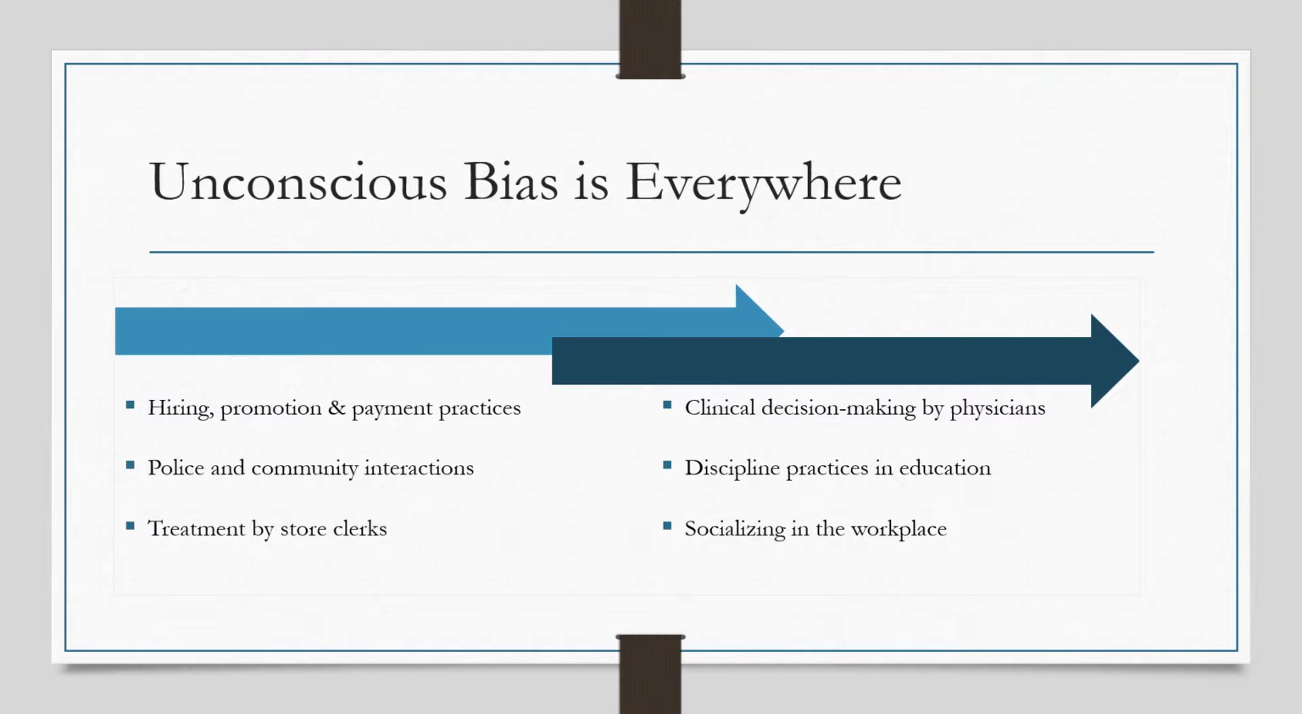It is important that we become and remain aware of the impact of unconscious bias on our decision-making and interpersonal exchanges. Being unaware can affect clinical decision-making by physicians, discipline practices in education, and socializing in the workplace. To illustrate unconscious bias in interactions, let's take a look at this clip from the HBO show Curb Your Enthusiasm. While watching the video, try to consider the perspective of each of the characters. Please be aware that this clip contains adult language.